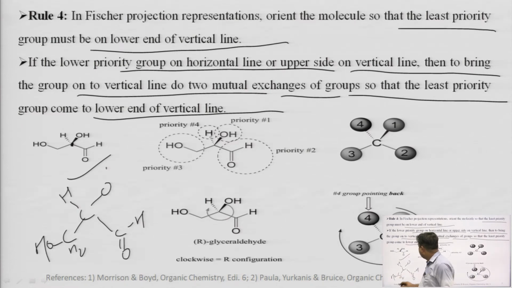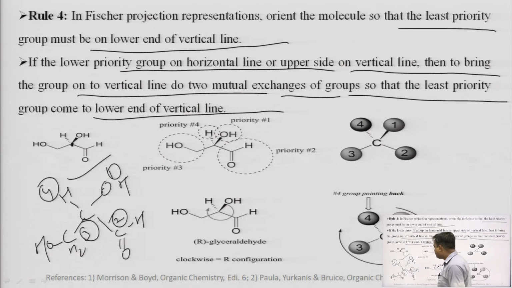This is OH. So, when we are going to give the priority, we know that oxygen has the highest atomic number, so it is given priority 1. Then 2 carbons are there, but 1 carbon is double bonded to the oxygen. So, second priority will be given here, third priority will be here, and fourth is the hydrogen.